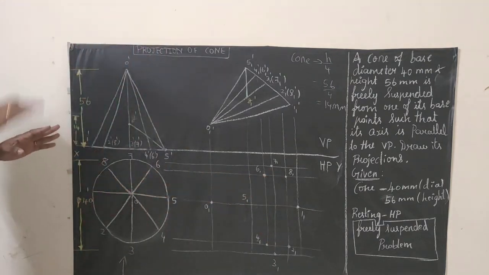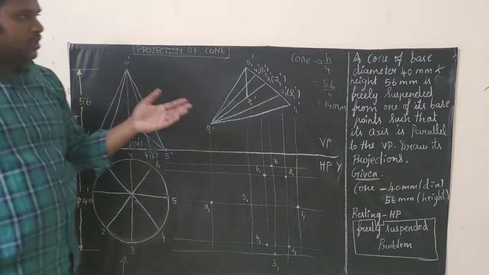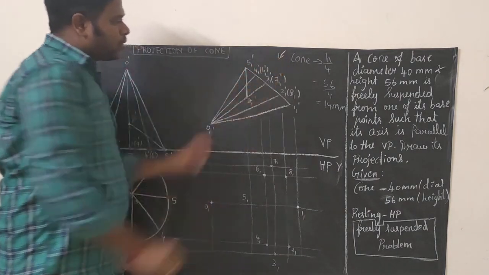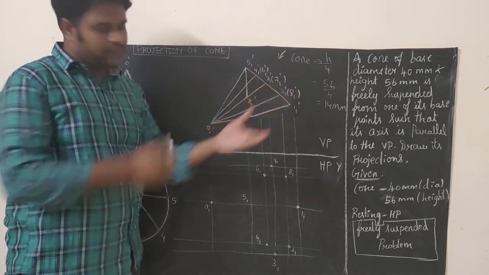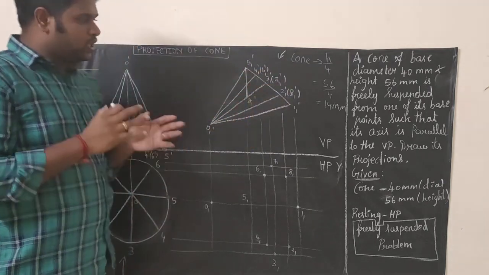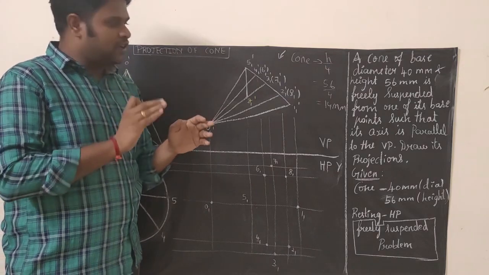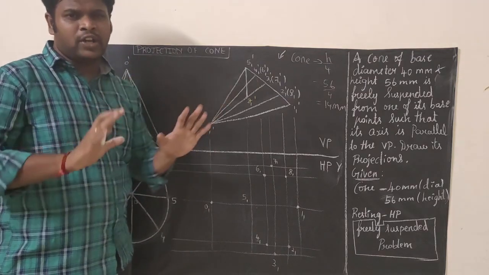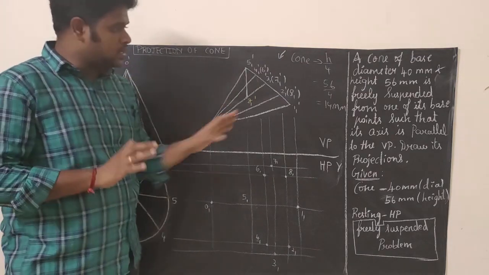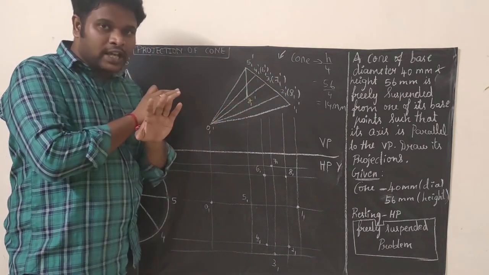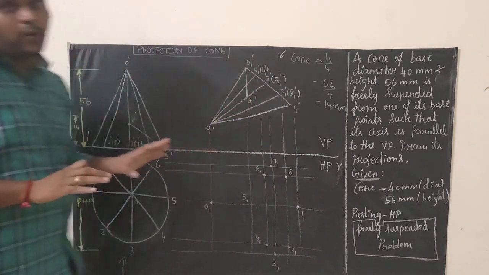Now just join everything. Just check from here. When we see from here, you can see the entire base of the cone. So here there is no hidden at all. When we can't see, we will be marking it as hidden. So in this case the whole base will be clearly seen. So here there is no hidden. Just join all the points.